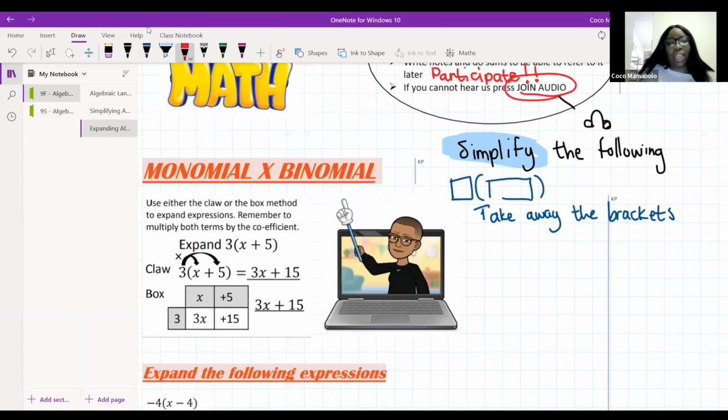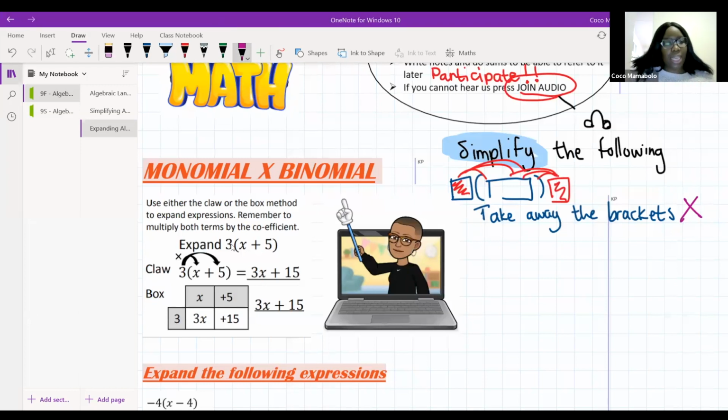It can either be at the beginning or at the end. It won't make a difference. So if something is sitting over here, we multiply it with whatever's inside, and whatever's sitting over here, we multiply it with whatever's inside. So that is the idea behind simplify. Simplify means take away the brackets. How do we take away the brackets? We multiply. Those are the two things we're going to try and take away from today's lesson.